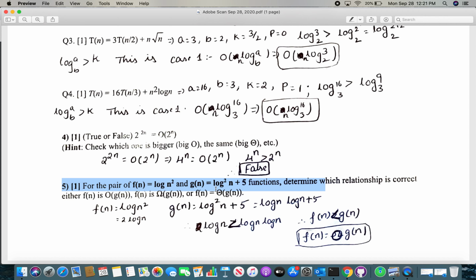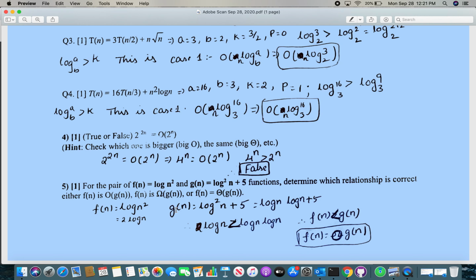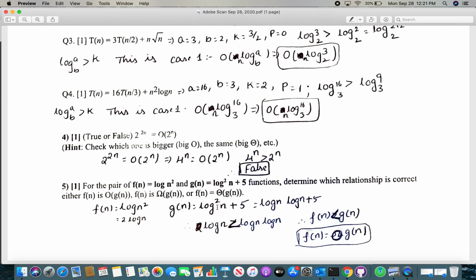So first we need to compare the order of f and g of n. So log n square will be 2 log n. And log n whole square, we always remove the constants. So is 2 log n bigger or is log n whole square bigger? Clearly log n whole square is bigger. Therefore f of n is less than g of n.